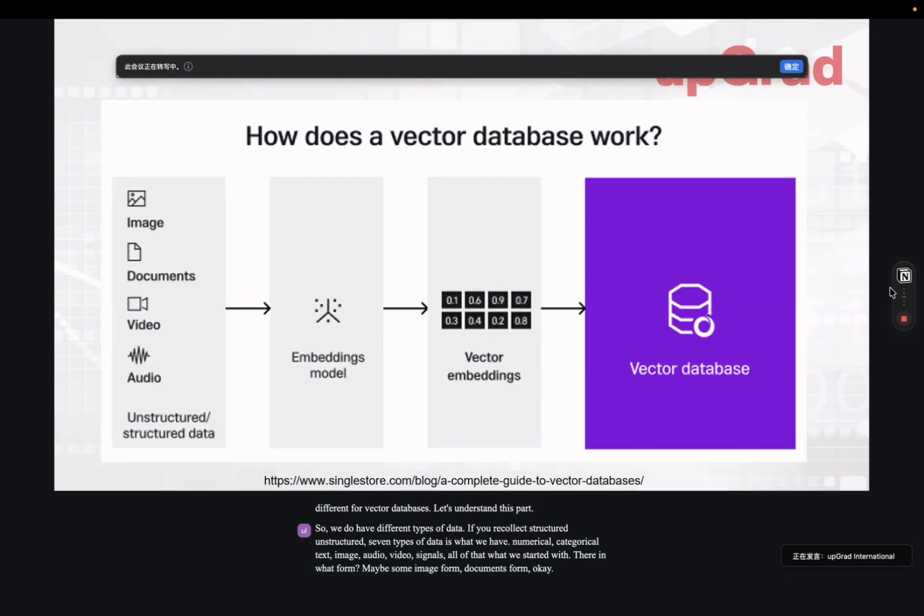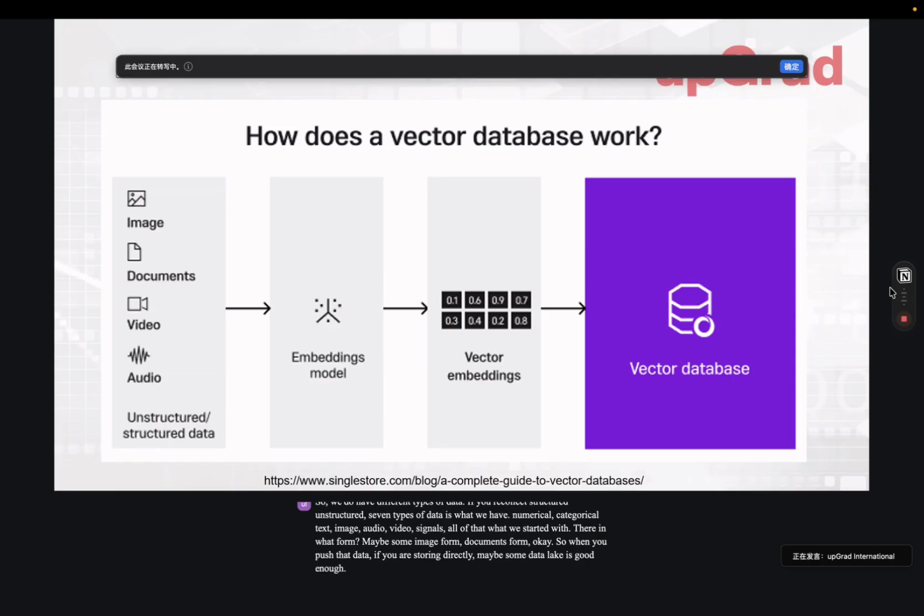When you push that data, if you are storing it directly, maybe a data lake is good enough. If you are extracting some information from there and pushing it, maybe a data warehouse may be a good choice. But now I am not trying to store it in that form. I am trying to store it in a vector form right now.